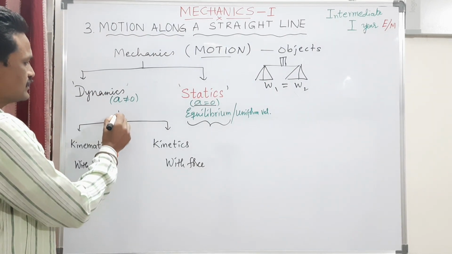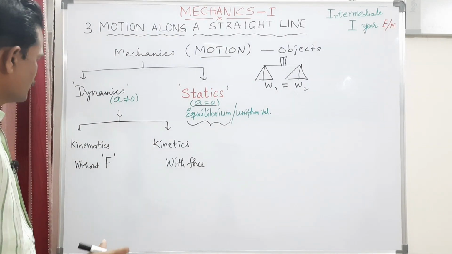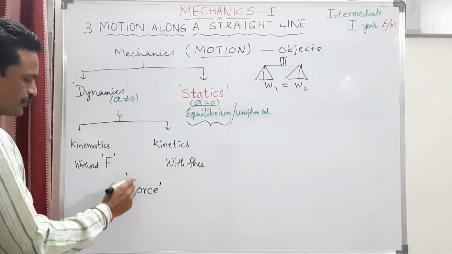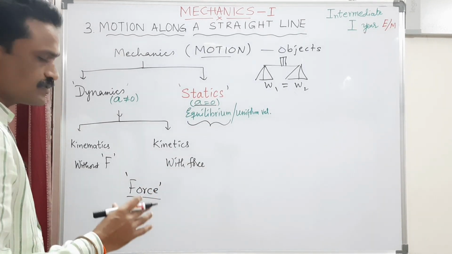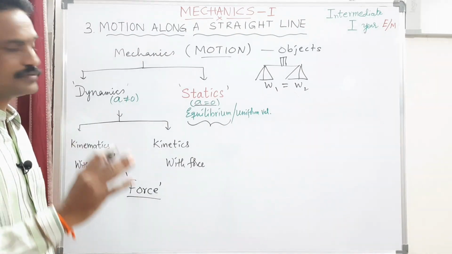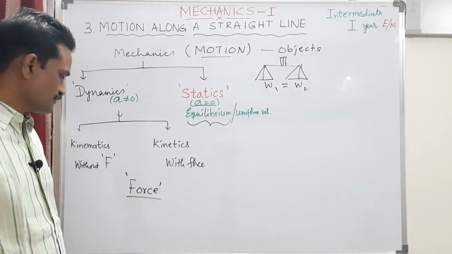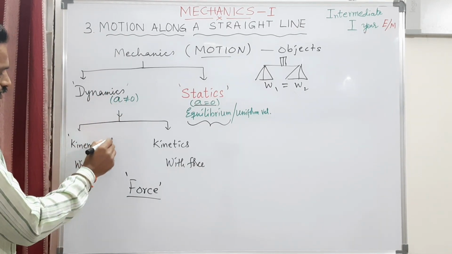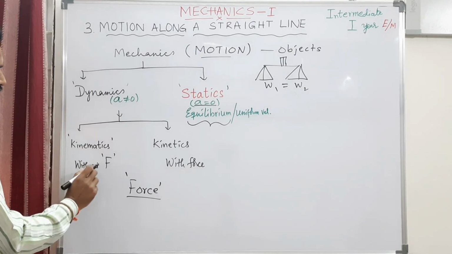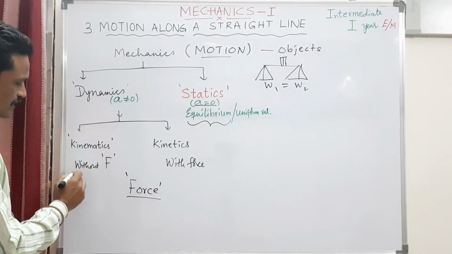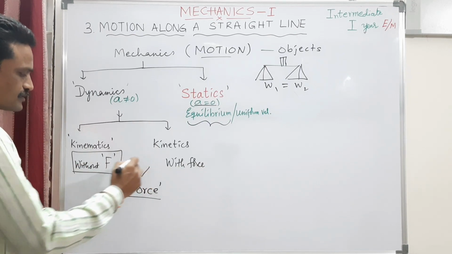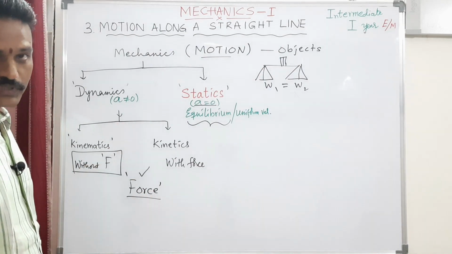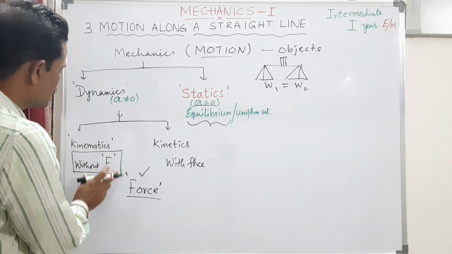Now, this dynamics is once again divided into two categories. It is categorized based on the term force. You know, without applying force, it is not possible to make something move, or to stop a moving object, I have to apply force. So the first category in dynamics is kinematics. In kinematics, we study the motion of the object without the cause of the motion. The cause of the motion is force. So I am not considering the reason behind the motion of the object. Simply I am trying to describe the motion of the object.